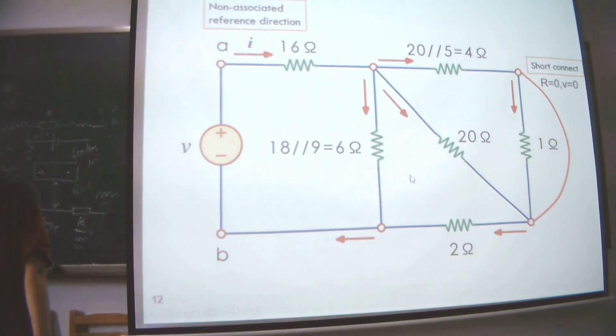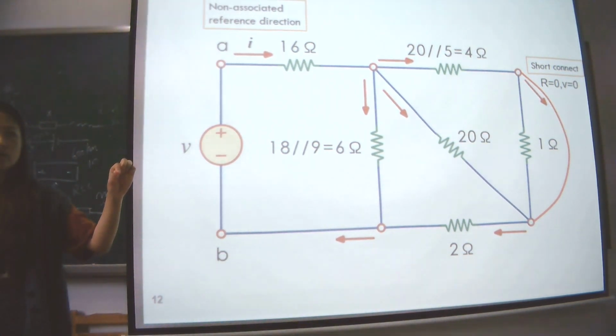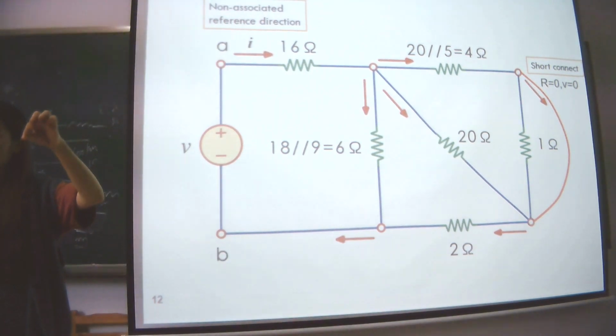This one is a simple circuit, and we use the red wire to short connect this one and this one. And the current will go through this wire, so the 1 ohm, we say it is short connected. That means if we want to short connect one circuit element in our circuit, we just use a wire to connect both sides of it, and it will be short connected.